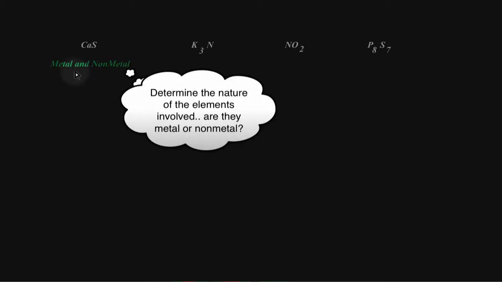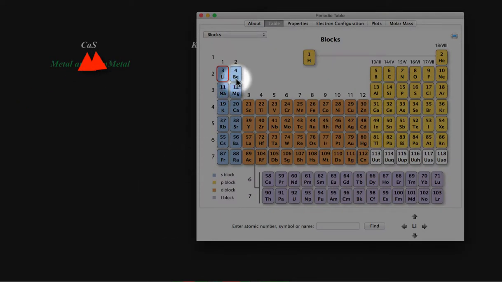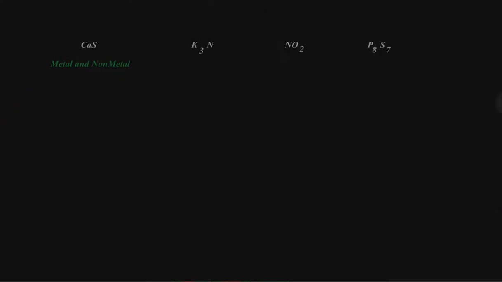Alright, whenever we're naming, we always should go through the same set of steps. So we should be asking ourselves, what kind of elements do we have here? Here we have a metal, calcium, and a non-metal, sulfur. Calcium is an alkali earth metal. Sulfur is a chalcogen, Group 6.